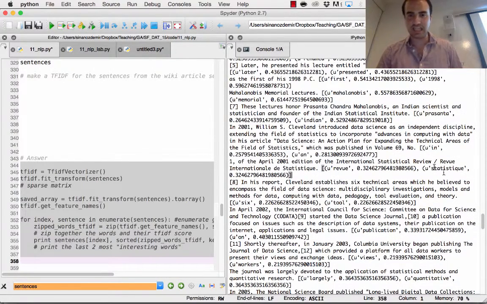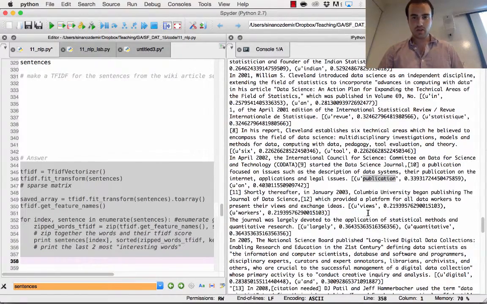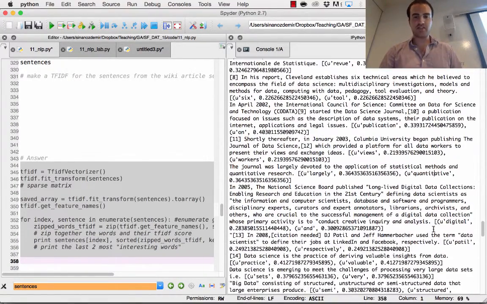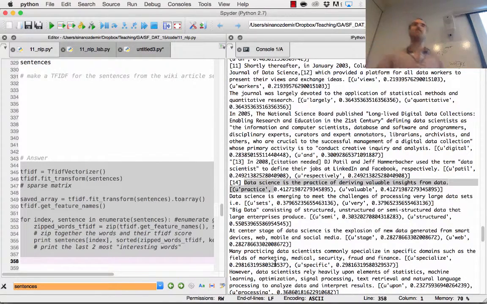And then statistique and review, which is also the STEM version. Then we have publication was an interesting word in this sentence. Views and workers, largely, and quantitative. So for each sentence, notice that data is not ever an interesting word. It's only showing me the words that are rare across the documents, and by documents in this case it's sentences. It's showing me the words that are rare across sentences, but also that appear a lot in this specific sentence.